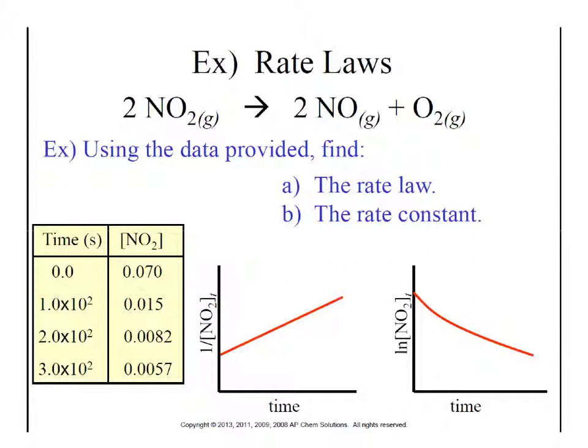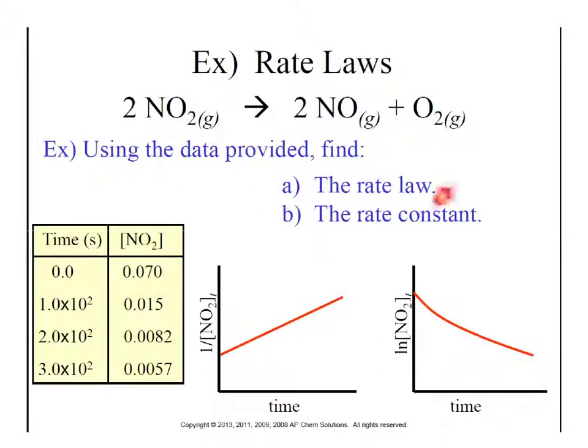Using our data provided, we've got our nitrogen dioxide decomposing into nitrous oxide and oxygen again, and we would look at our two graphs right here. So this one is the inverse of the concentration versus time. This one is the natural log of concentration versus time. And then over this side, we have our data that we gathered. Notice how this is concentration versus time. If we were just to plot that, we would get a curved line. But when we take the inverse of those values and plot them, and when we take the natural log of those values and plot them, we get two different graphs.